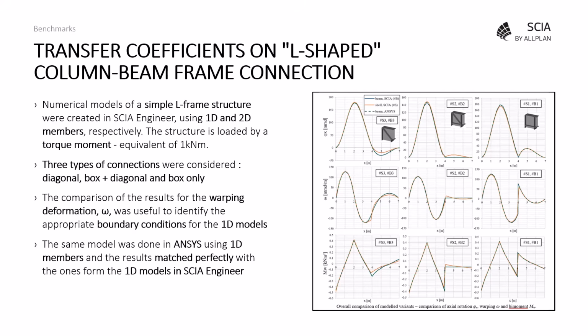And what we also carried out is the modeling of the same L-frame in ANSYS using 1D members. And you can see here the variation of the results for phi x, omega, and the moment MW, in the two models in SCIA Engineer and the B model in ANSYS. And we can notice that the results for the 1D members are identical in the two software. So this validates that the approach in SCIA Engineer was correct. And of course, the results are both very close to the model using 2D shell members.